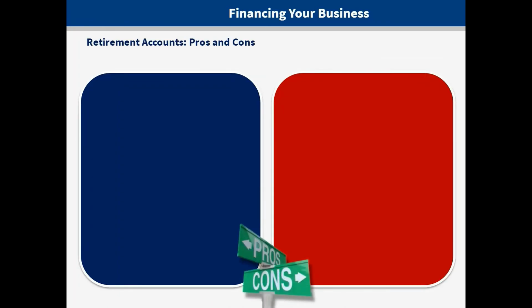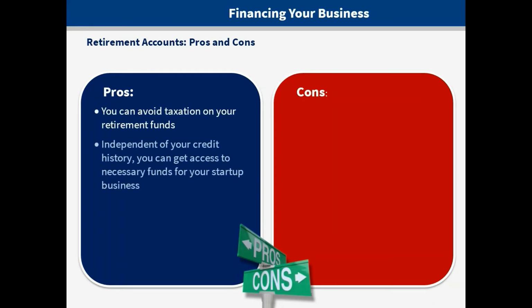Financing your business with your retirement account has its own advantages and disadvantages. The benefit is that by rolling over your retirement account into financing your business, you can avoid taxation on your retirement funds. Another benefit is that without bothering about your credit history, you can get access to necessary funds for your small business venture. The main drawback of using your retirement account to finance your business is that you are putting your life savings at risk. If the business fails to perform at the expected level, then you will lose your livelihood as well as your savings.